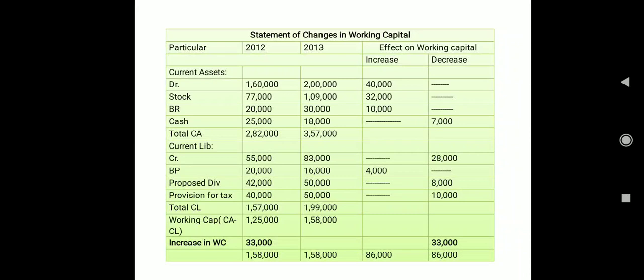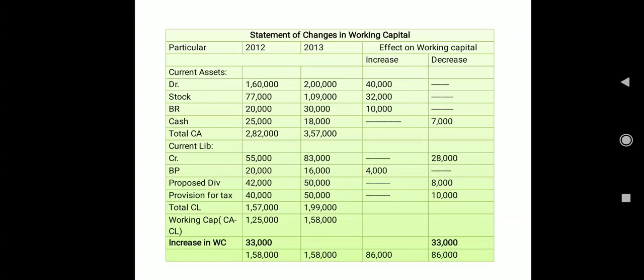So now let's move towards your solution. Very quickly, the solution is here for you. First, we need to prepare the statement of changes in working capital. I hope you have done it earlier also. All the current assets we are going to take, and just now we have seen which are the current assets: debtor, stock, bills receivable, cash. And what was the rule? Remember, I have told you out of 4 you can remember any one.